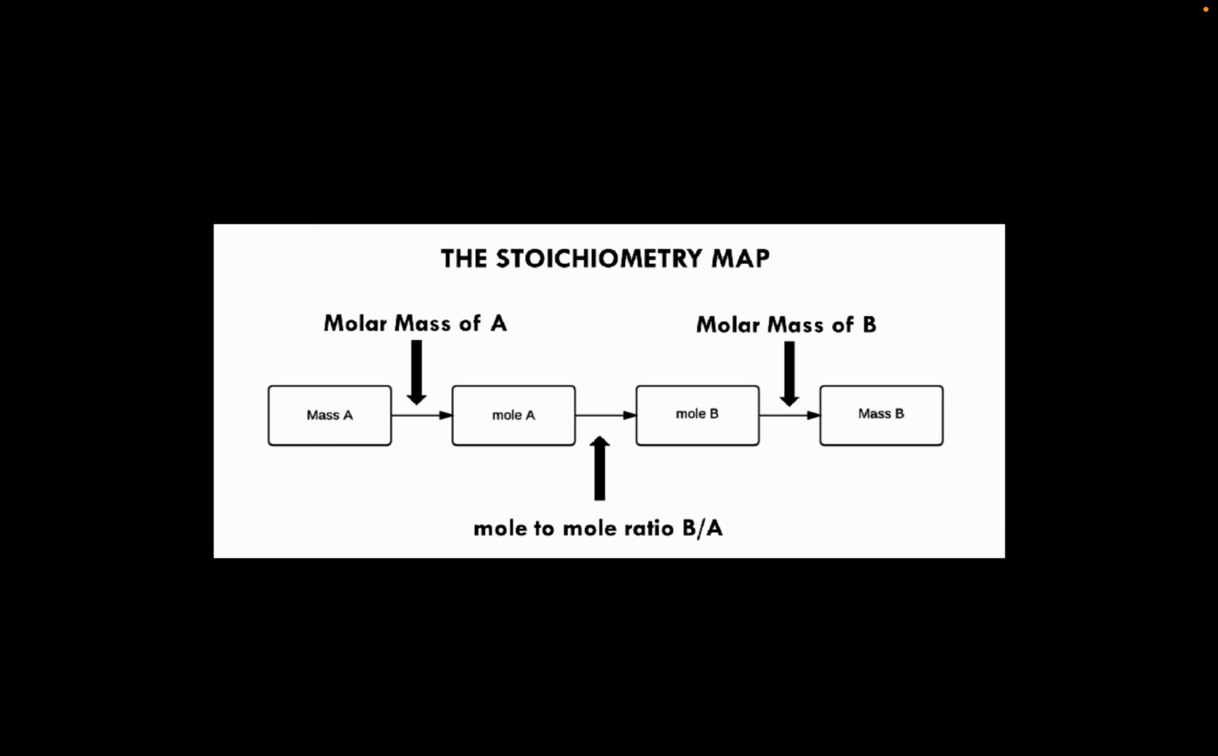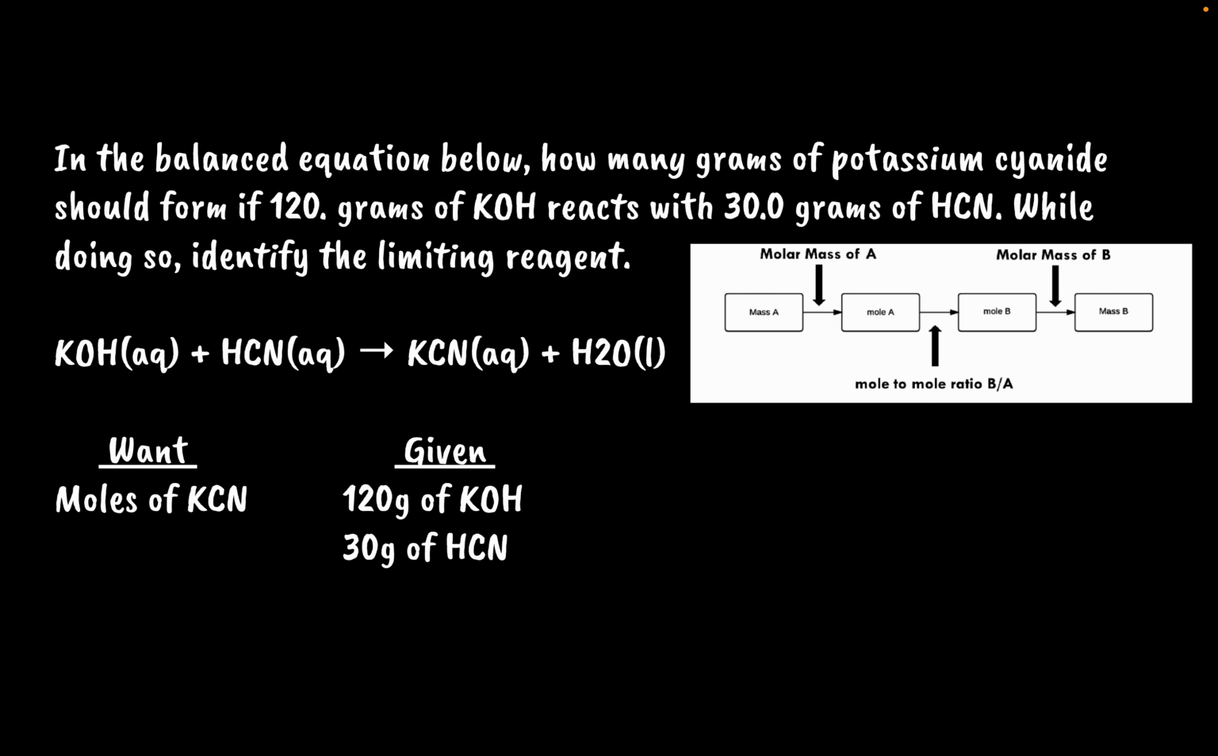Okay, let's go back to the question. So as we figured out, we need to convert the mass of each reactant into the moles of KCN. This is demonstrated by the want and given chart. This means we will have two stoichiometry maps. Since the question only gives us the mass of the reactants, it'll be from mass A to mole A to mole B. Okay, let's write that down relating to the reagents.